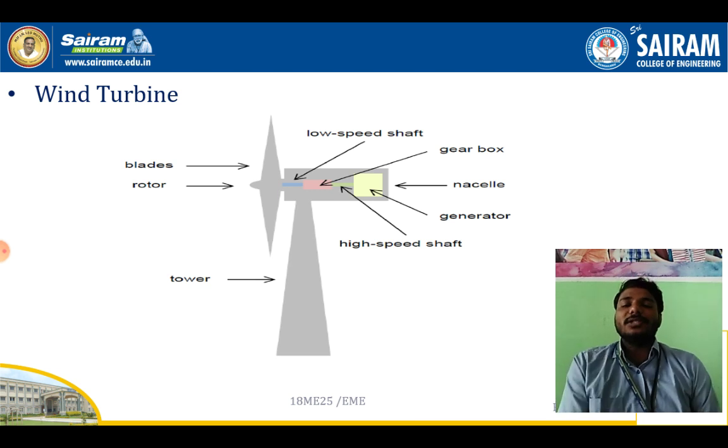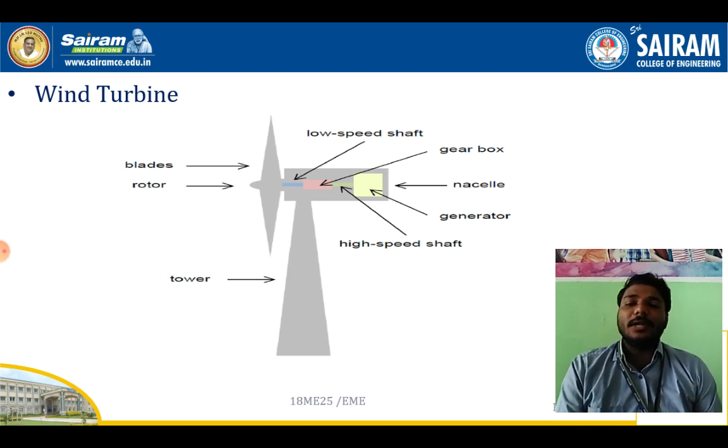The function of the gearbox is that it converts the low speed into a high speed or a normal speed, for a continuous generation of power without fluctuation. So this is about the function of the gearbox.